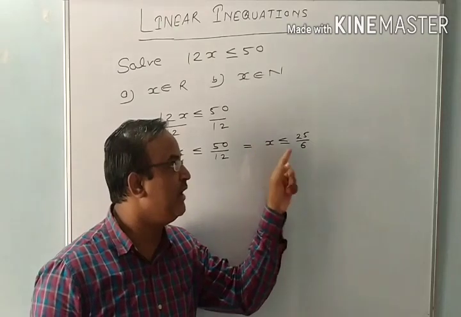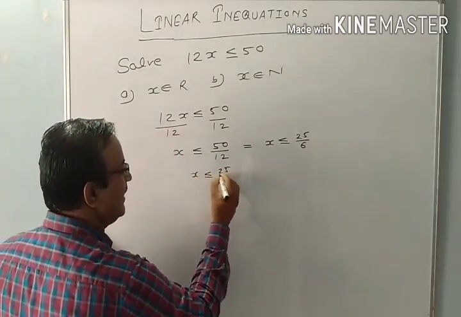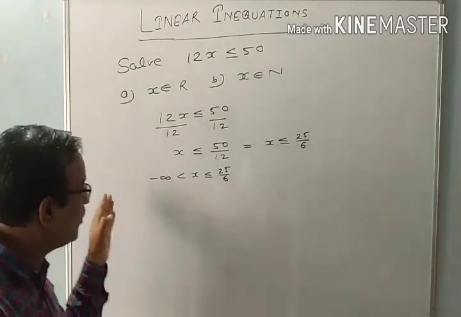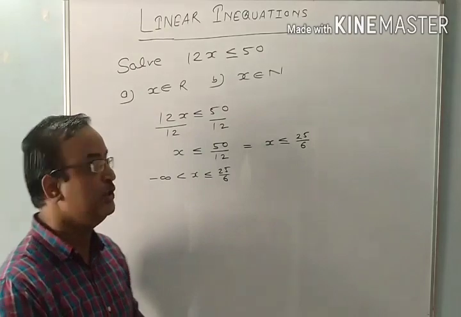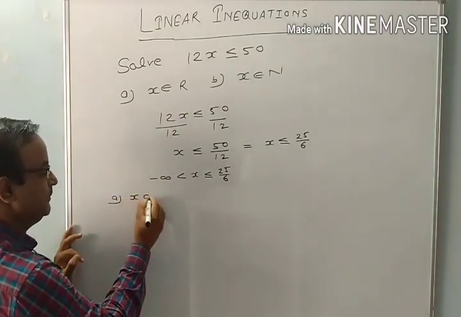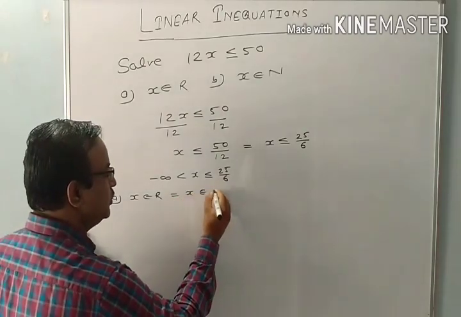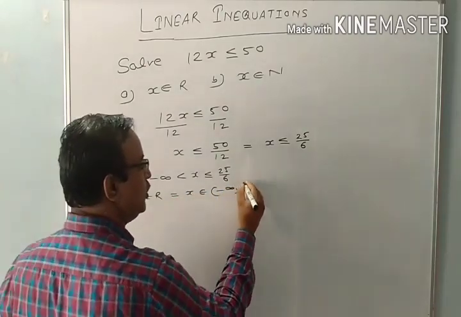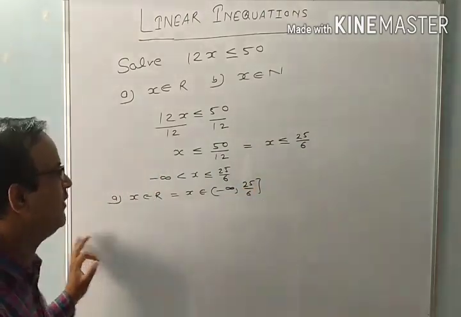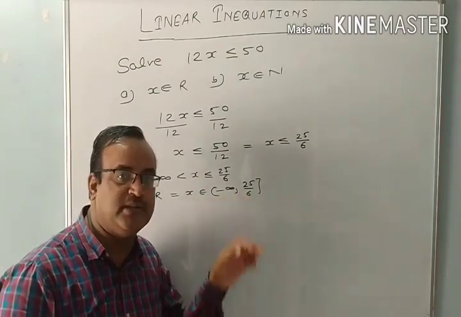Clear? That means the value of x is less than or equal to 25 by 6, but it is more than minus infinity. So in the first part, where x belongs to real numbers, the answer is x belongs to from minus infinity to 25 by 6. It is an open-closed interval. All the real values of x lie between minus infinity and 25 by 6.